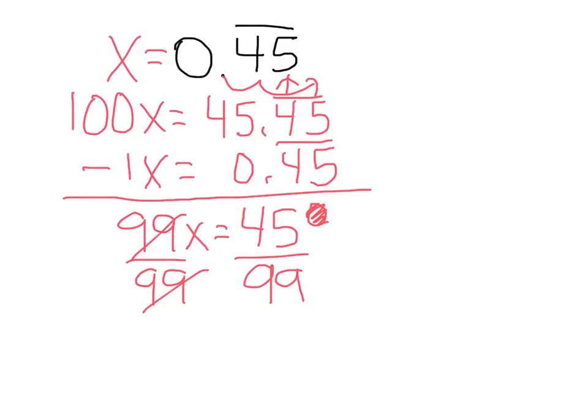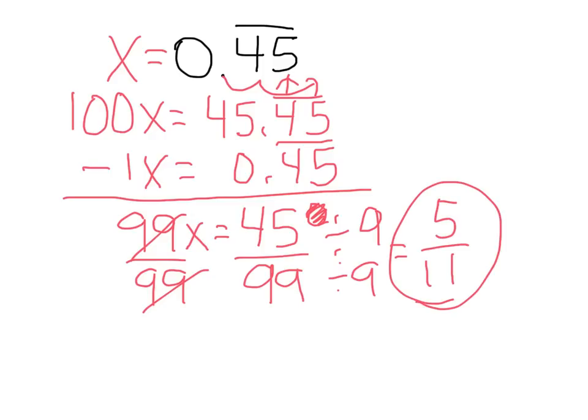Therefore, my fraction is 45/99, but it's not reduced. Let's go ahead and divide by a 9 and reduce to 5/11. So 5/11ths is the fraction that would equal 0.45 repeating as a decimal.